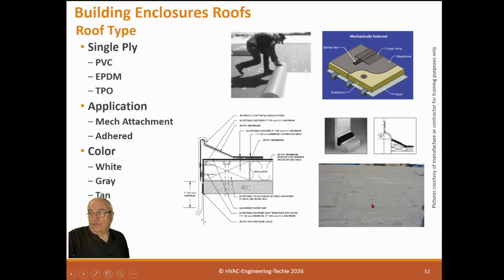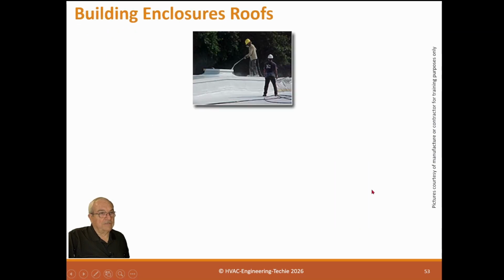So this roof will fail, and the reason it'll fail is because all these bulges will eventually get brittle and crack, and then there will be a leak. So this is how not to apply single layer.